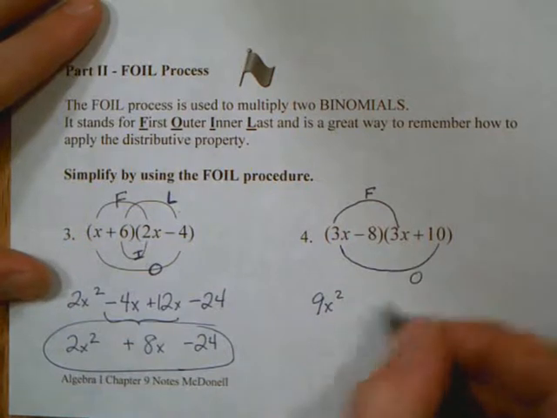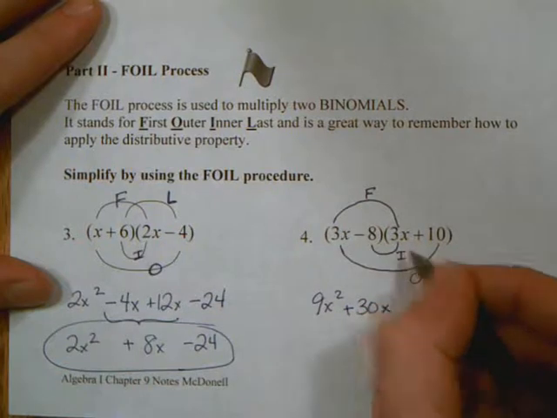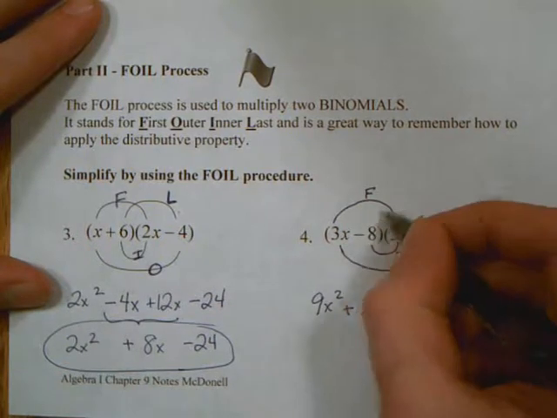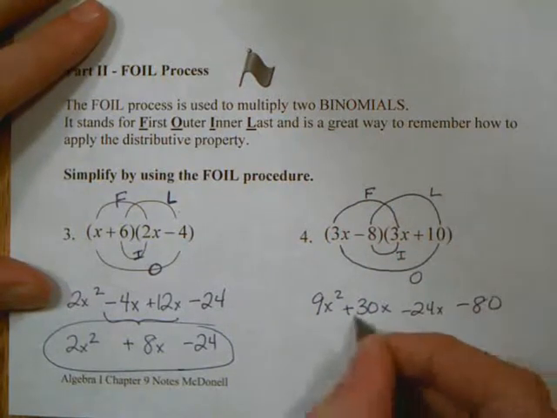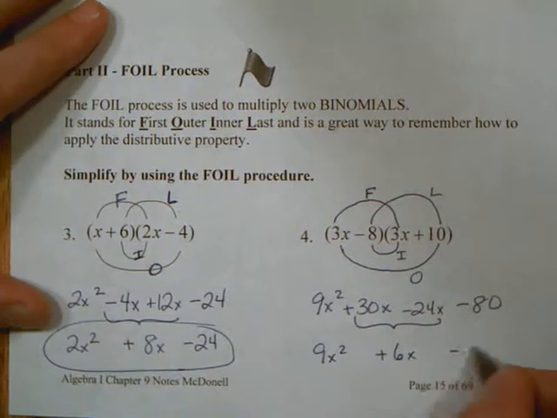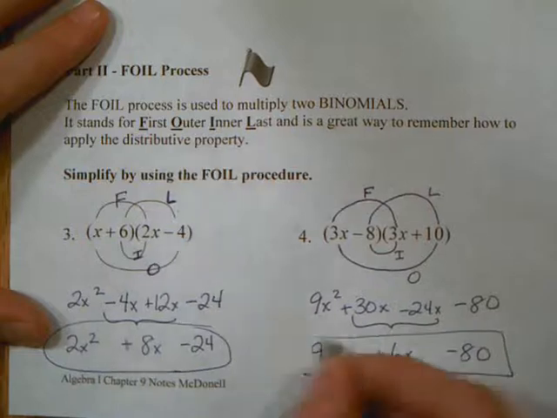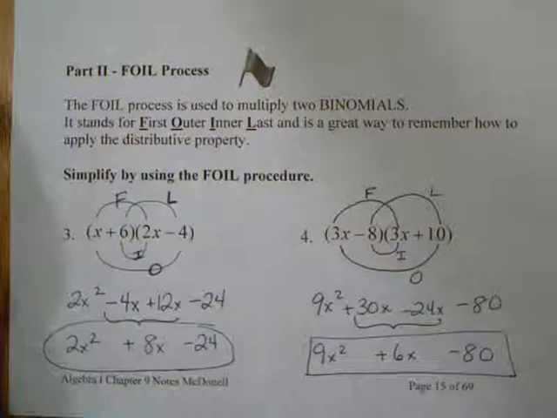Now let's look at example 4. Let's do FOIL. As I draw my arcs, I'm going to label them with my letters. First, 9x squared. Outside, positive 30x. Inside, negative 24x. Last, negative 80. Combine my like terms. 9x squared plus 6x minus 80. Once again, standard form, decreasing degree.